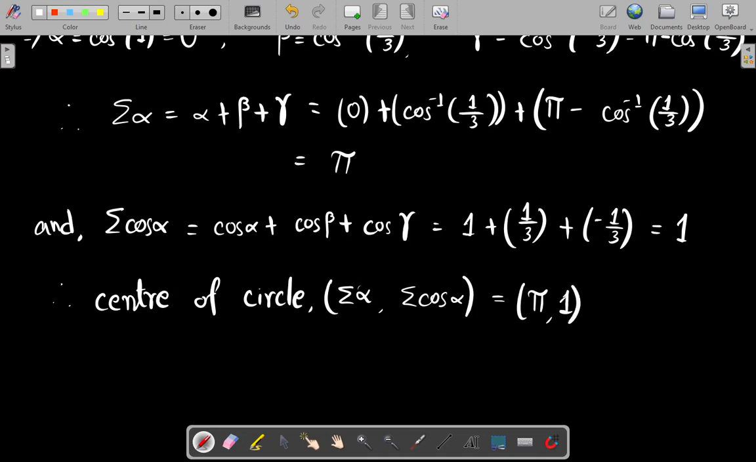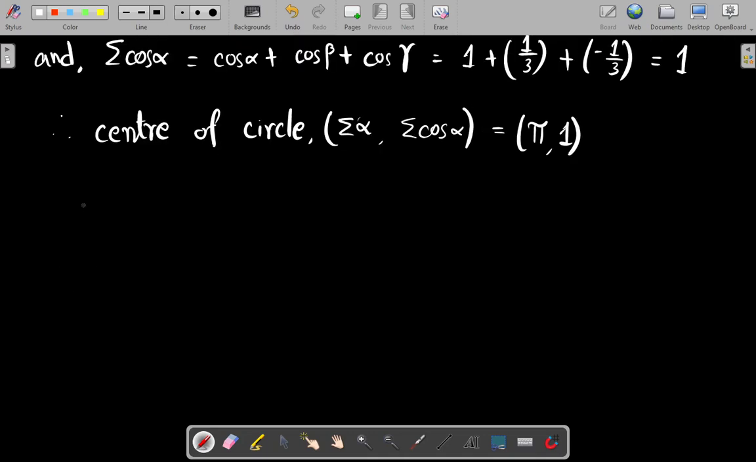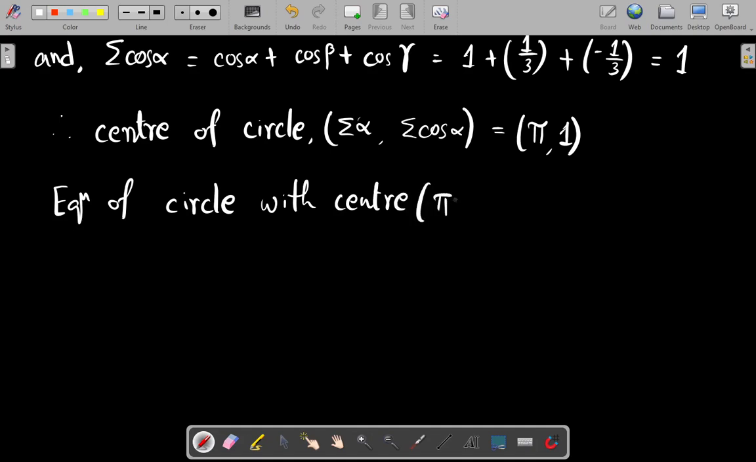Okay, so this is the center of the circle, and the equation of a circle with center pi comma 1 is x minus the x coordinate, that is pi, whole square, plus y minus the y coordinate of the center, which is 1, whole square, is equal to the radius square, right? Where this is the radius of the circle which we want to find out.